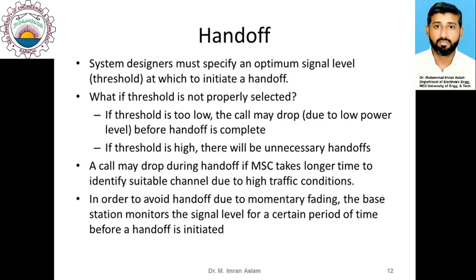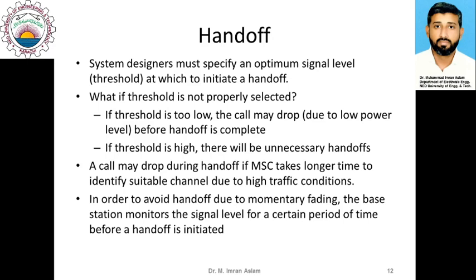On the other hand, if the threshold is kept very high, it will cause unnecessary burden on the system, because whenever that threshold is passed, the base station would initiate the handoff request, and with a high threshold, there will be more handoff requests which are not needed in that particular scenario. So in order to avoid unnecessary handoffs, the threshold should be properly selected.